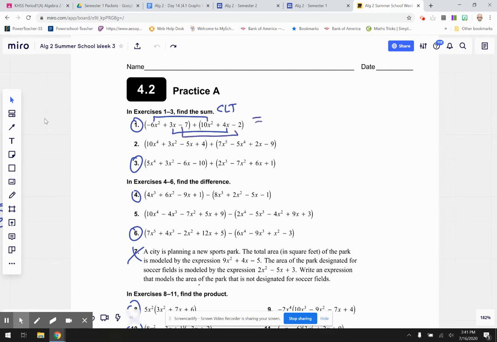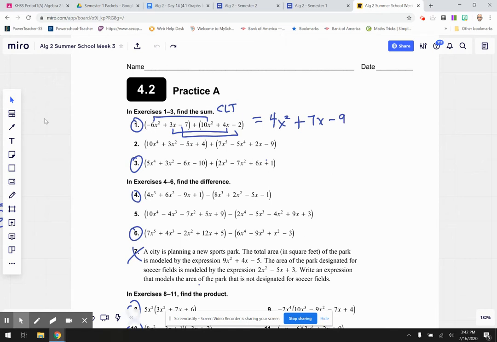So if we combine all of those, negative 6 plus positive 10 would be a positive 4x squared. You've got to subtract the 10 minus the 6 because 6 is negative. The 3x is positive, the 4x is positive, so that's easy. Just add them together, you get 7x. And the negative 7 and the negative 2, they're both negative, so you're going to add and just keep it negative. So that was 1.